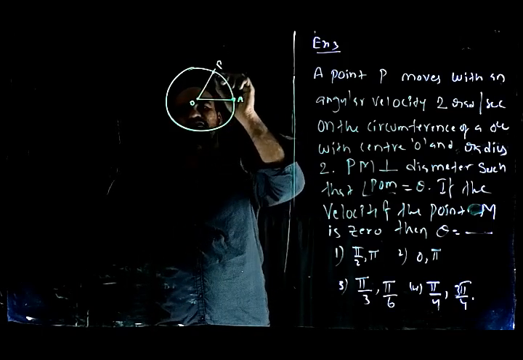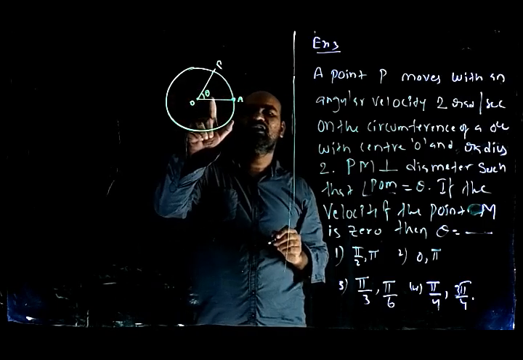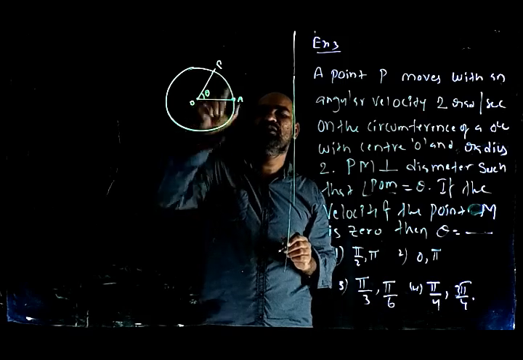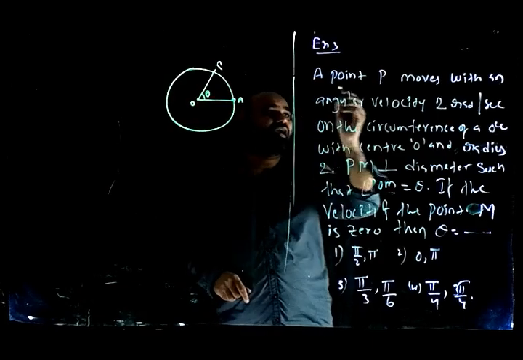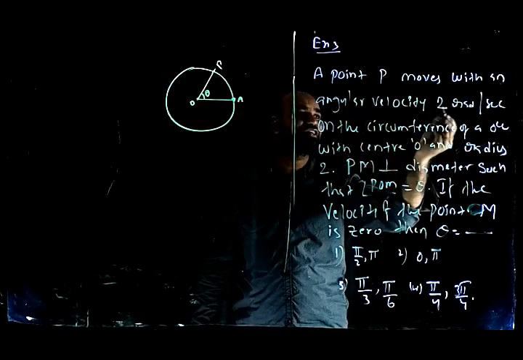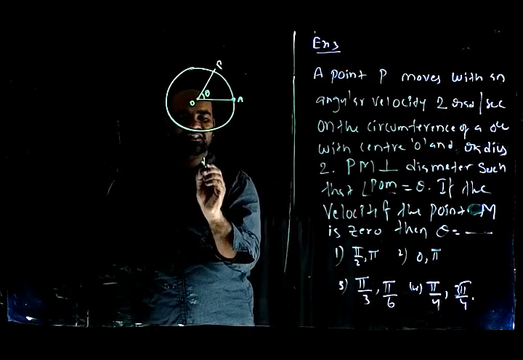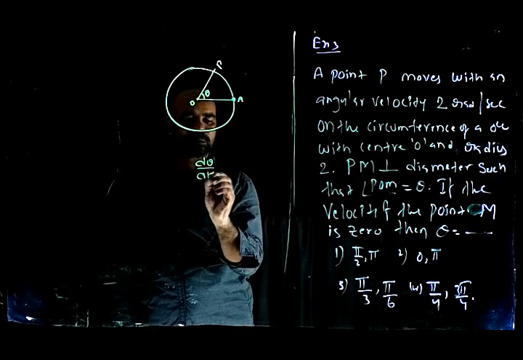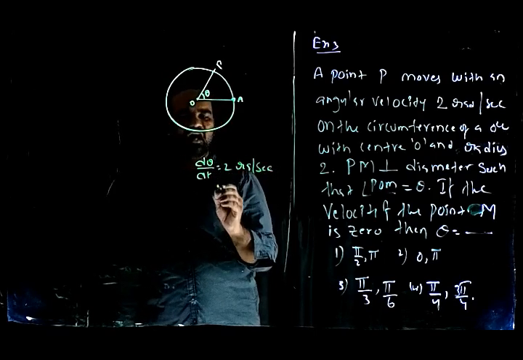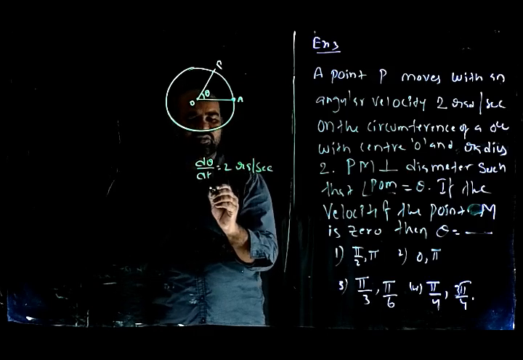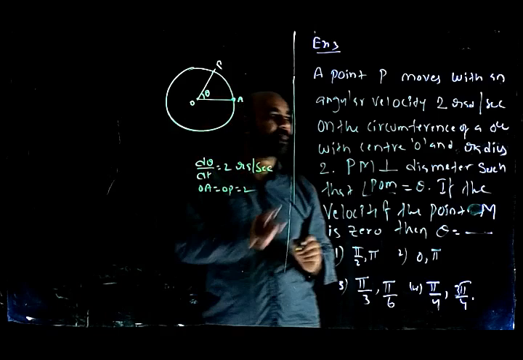Join this. Let this angle be theta. Then theta is the angle made by P about O, or at O, of the circle. A point P moves with the angular velocity 2 radian per second. So d theta by dt is given as 2 radian per second. And the radius of the circle is given as 2, which means OA equals OP equals 2.